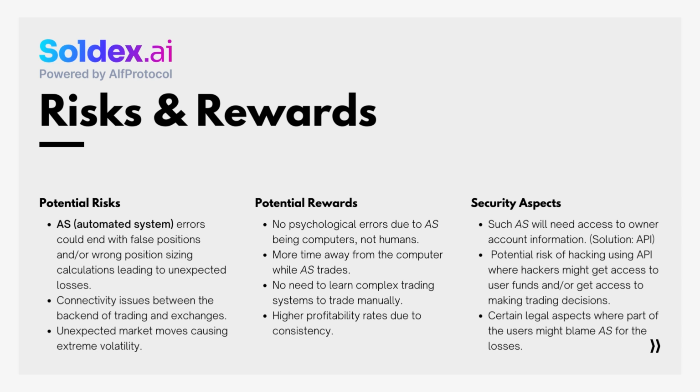Some of the security aspects are important to cover as well. Such automated systems will need access to the owner's account information. This is for sure, and it can cause certain issues because you have to enable the bot to trade on your account. So the solution for that is, of course, to use APIs, which is one of the most popular ways for a trading bot to work.